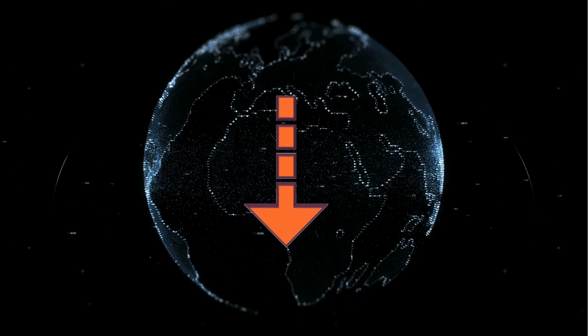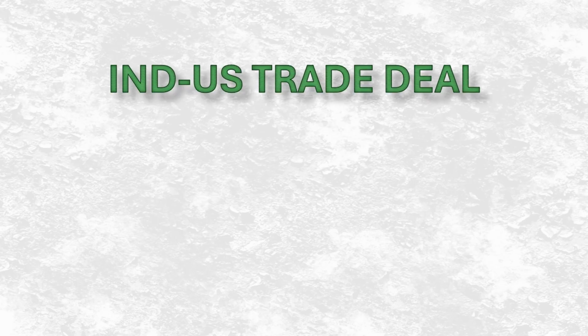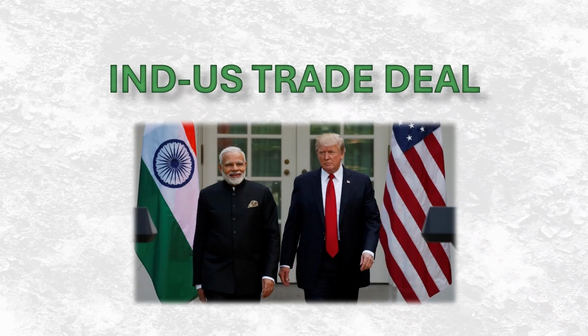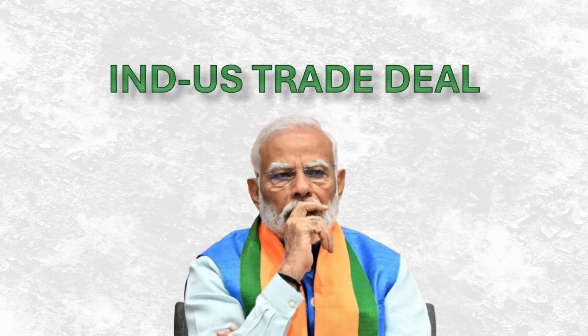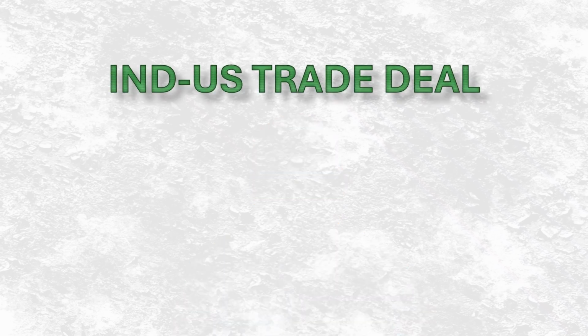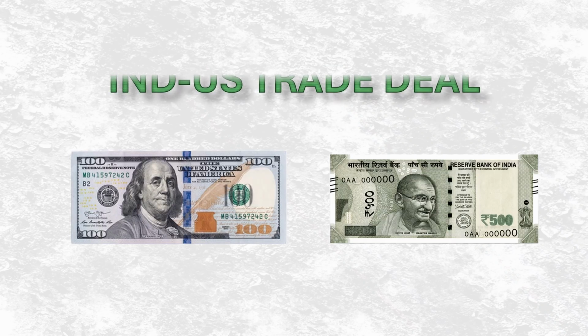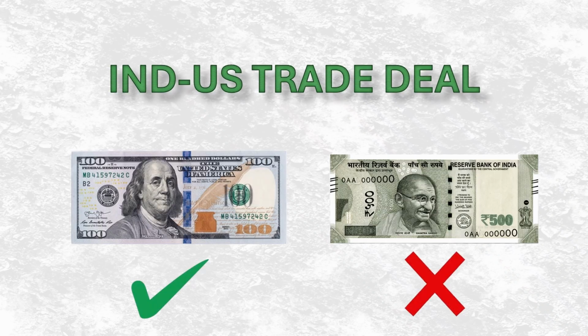Let's talk about another current issue, that is the uncertainty around the India-US trade deal. The US is one of India's most important trading partners, but right now trade talks are unclear and delayed. Because of this, exporters and investors feel unsure about future business. And when markets feel unsure, they prefer safety. And safety usually means holding US dollars, not rupees. Even uncertainty alone is enough to reduce demand for the rupee.